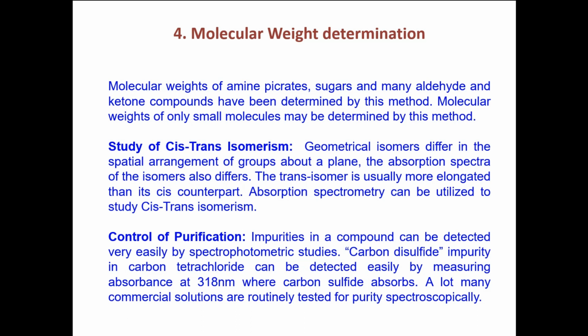The formula is M equals AWb by OD. There, A is the extinction coefficient, W is the weight of the compound, and b is the path length. So by using the standard value, you can also calculate the molecular weight of a compound.